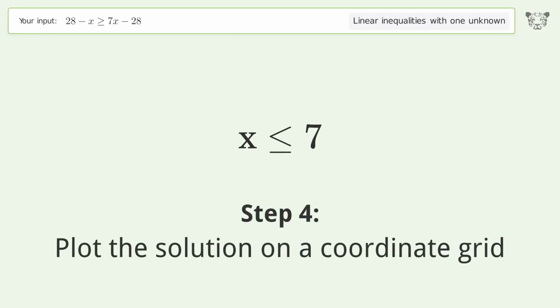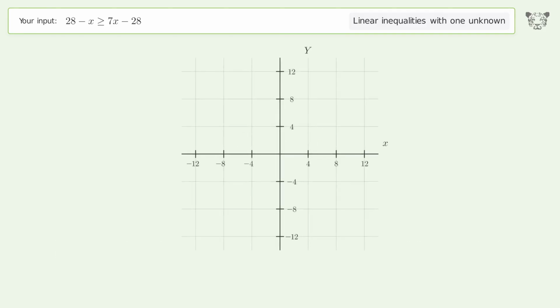Plot the solution on a coordinate grid. And so the final result is x equal or smaller than 7.